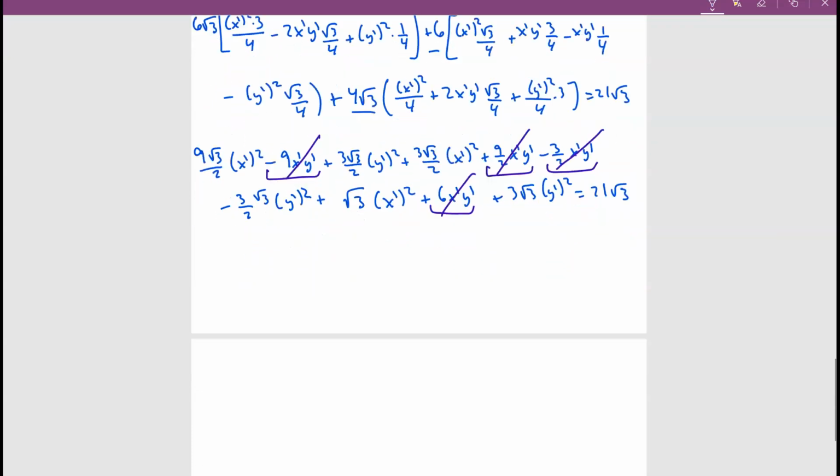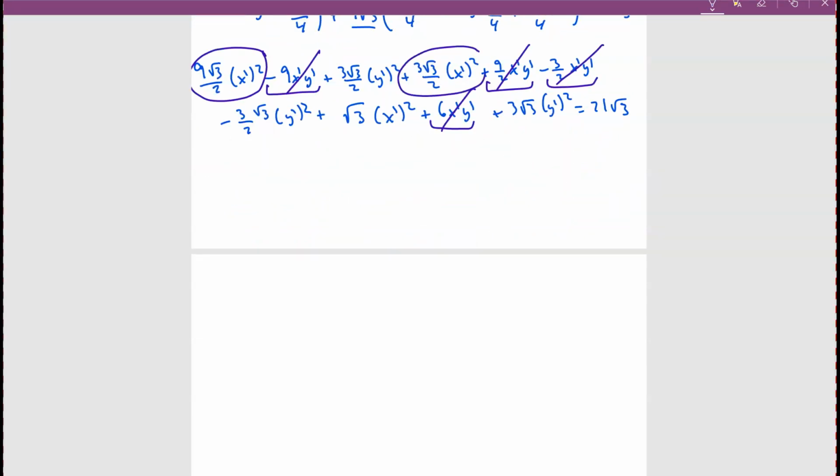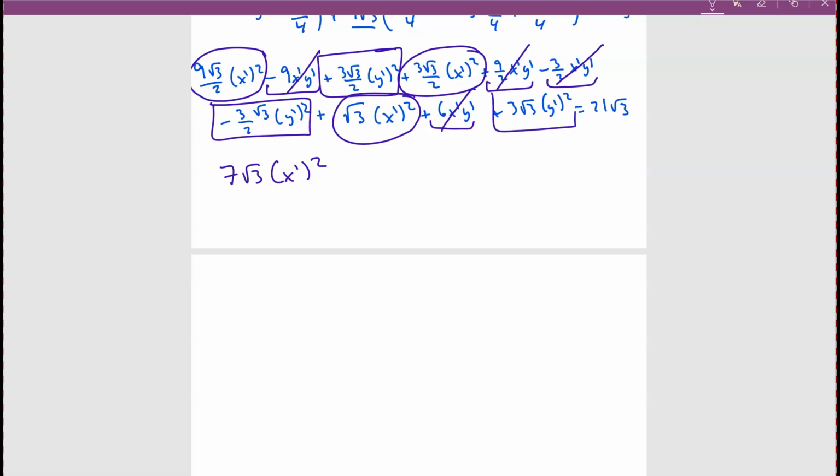Now let's group the x prime squared. So we have an x prime squared here, another x prime squared here, and another x prime squared here. Okay, so now that I have these 3, I'm going to add them all together, and what I'm going to get is 7 square root of 3 x prime squared. Okay, and now all we need is the y prime squared. So here is a y prime squared, here's another, and here's another. And this is going to give me plus 3 square root of 3 y prime squared. And all this equals 21 square root of 3.